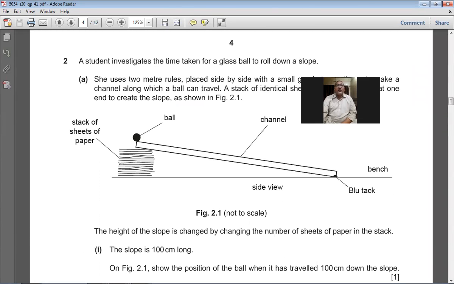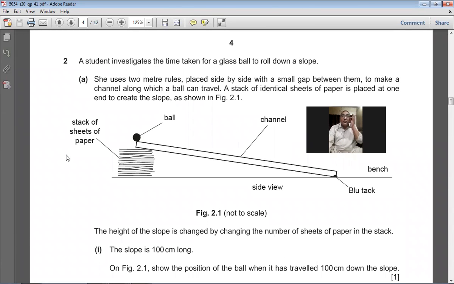So let's move to the next question. The next question coming up on your screen is question number 2. It says a student investigates the time taken for a glass ball to roll down a slope. She uses 2 meter rules placed side by side with a small gap between them to make a channel along which a ball can travel. A stack of identical sheets of paper is placed at one end to create the slope, as shown in figure 2.1. So what they have done here, they have used 2 meter rules and made a channel so a ball can roll through them. And here they have put a stack of sheets of paper. So this ramp, or this slope, can be made.